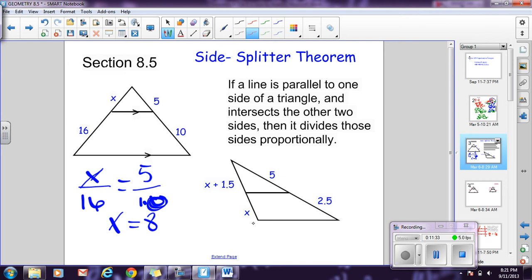Let's do this one in red. If I'm going to set up the proportion, I can set up x plus 1.5 all over x, and it's going to be equal to 5 over 2.5. And then again, you guys know how to solve this. You would solve it by proportion. So it's really simple. You just got to know a side splitter. One line is parallel to the other, and it has to say that it's parallel. Then it divides these sides up proportionally. Okay? All right, so let's go ahead and do some homework problems.